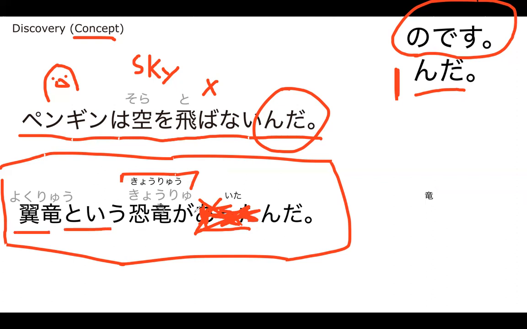And Yokoryū, doyu kyōryū. What does that part mean? Yokoryū. So, unnamed dinosaur. Yes, the dinosaur is named Yokoryū. So Yokoryū doesn't mean unnamed.